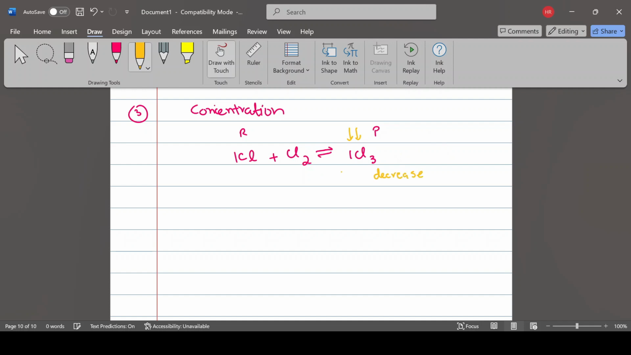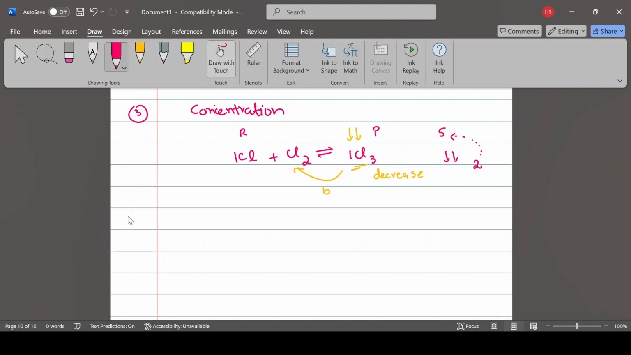So it's going to favor the backward reaction. So more and more of ICl3 gets converted into the reactants, so the concentration of ICl3 can drop. But what happens if instead of increasing the concentration of ICl3, I decrease it? So let's say it's 5 mole per decimeter cube, I decrease it to 2 mole per decimeter cube. The system will oppose the change by trying to increase the concentration of ICl3 back to 5.